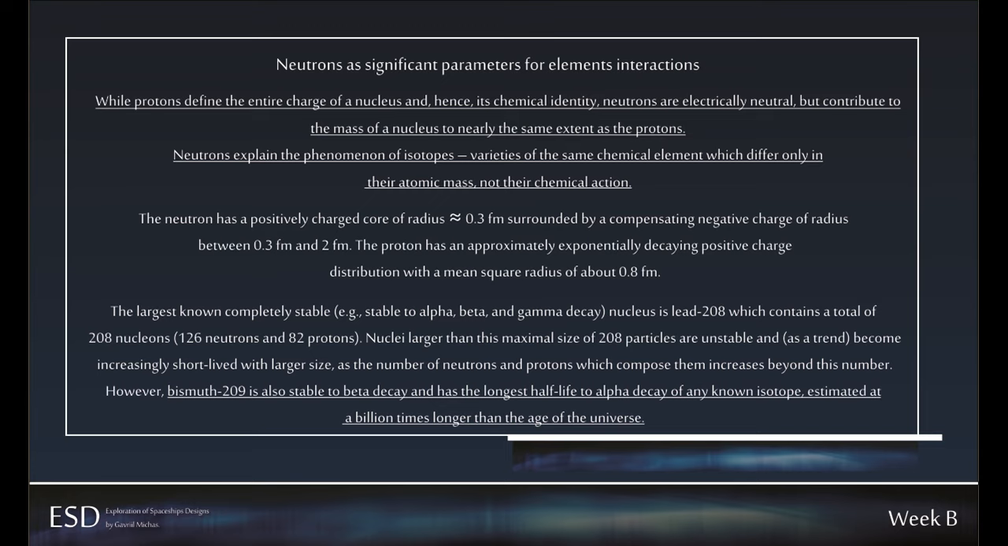The largest known nucleus completely stable to alpha, beta, and gamma decay is Lead-208, which contains a total of 208 nucleons, 126 neutrons and 82 protons.